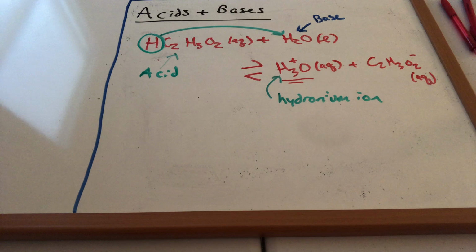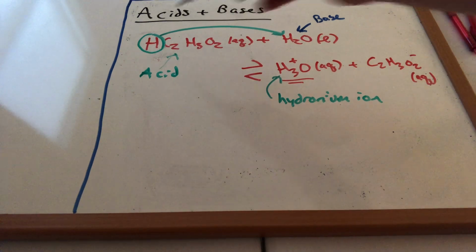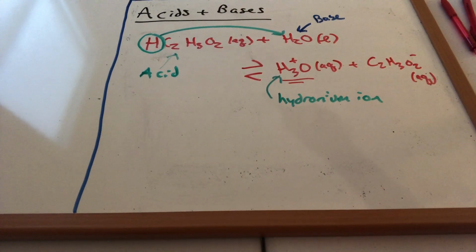So we can see that Bronsted-Lowry definition, okay? Follow the H. If something's getting rid of an H, then it's an acid. If something's gaining an H, then it's a base.